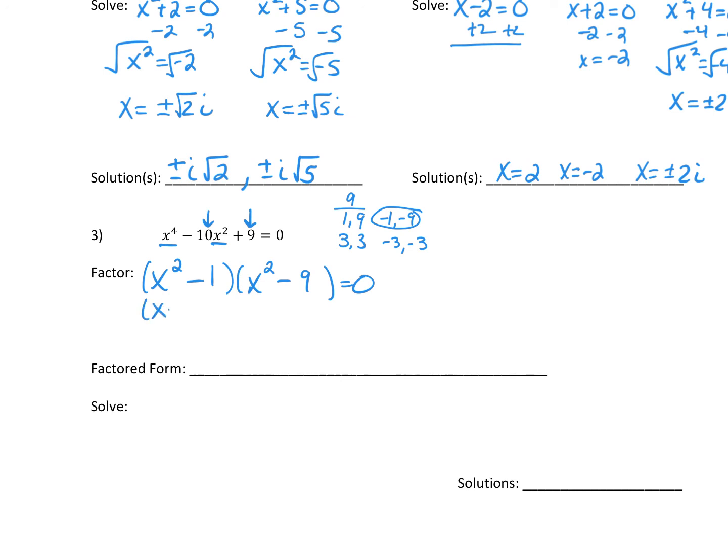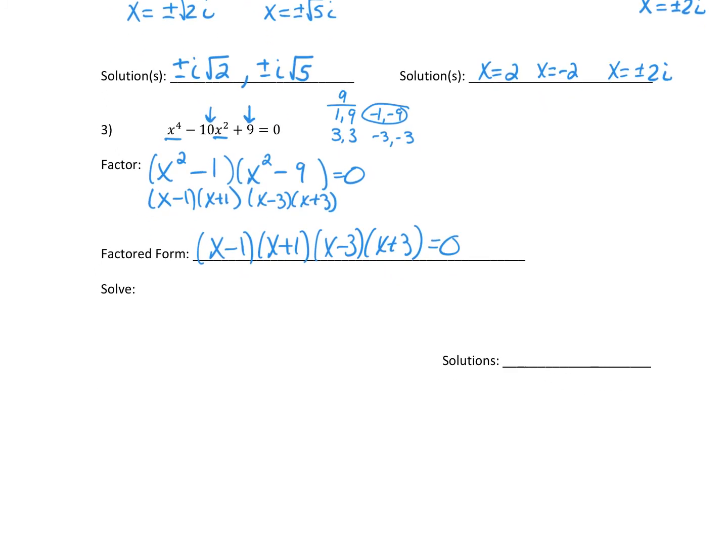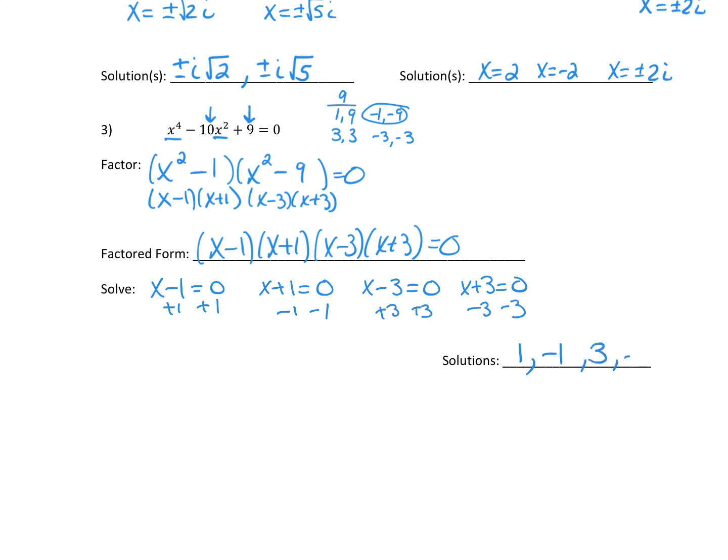These are both the difference of squares. So this will factor into x minus 1, x plus 1, and this will factor into x minus 3, x plus 3. So I have x minus 1, x plus 1, x minus 3, x plus 3, all equal to 0. So now to solve this, I would set each of these equal to 0. Add 1. One of my solutions would be 1, minus 1, negative 1. Add 3, positive 3, minus 3, negative 3. Or you could have said plus or minus 1 and plus or minus 3.